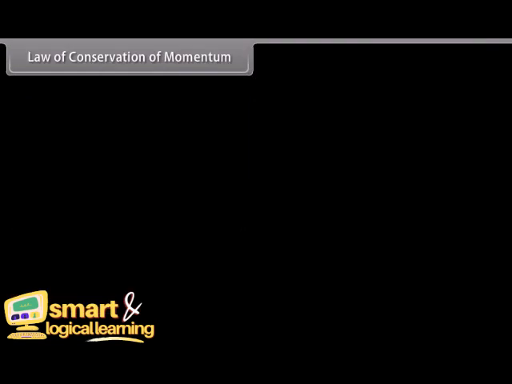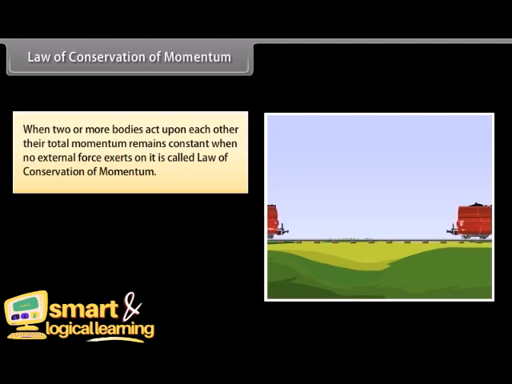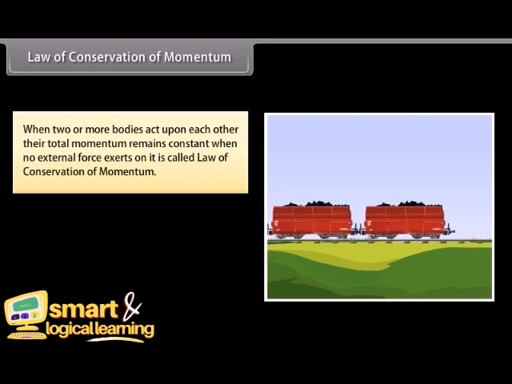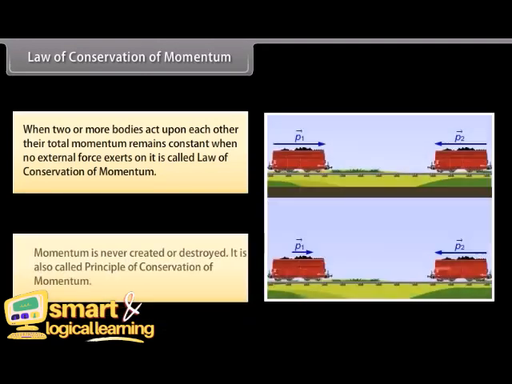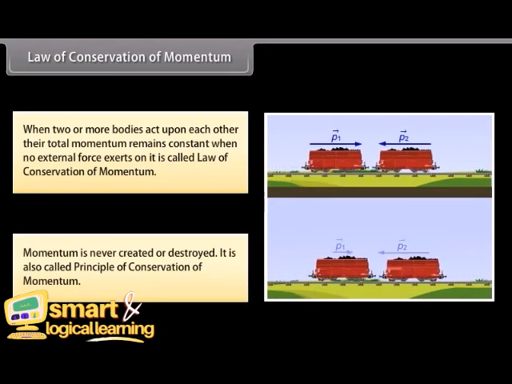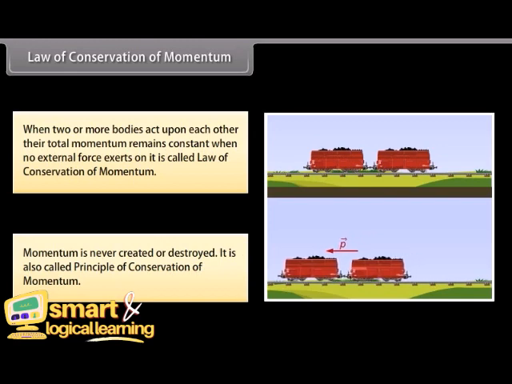Law of conservation of momentum. When two or more bodies act upon each other, their total momentum remains constant when no external force acts on it. This is called the law of conservation of momentum. Momentum is never created or destroyed. It is also called the principle of conservation of momentum.